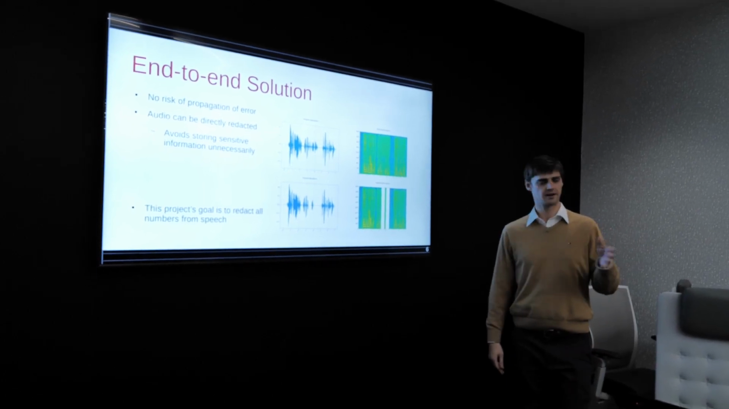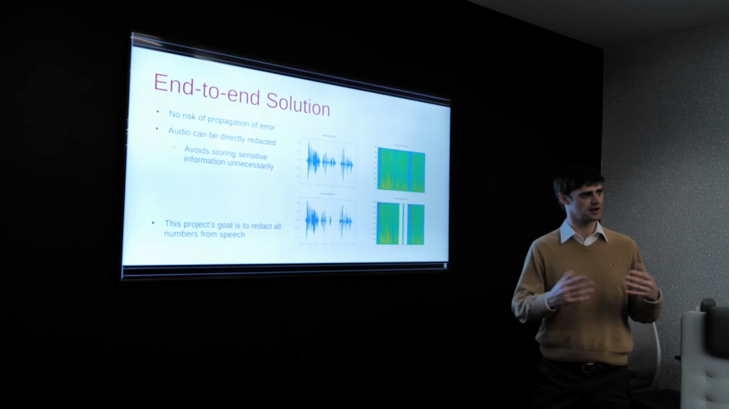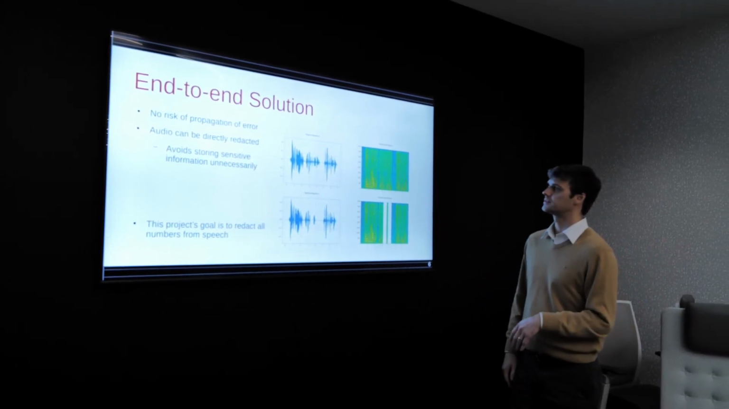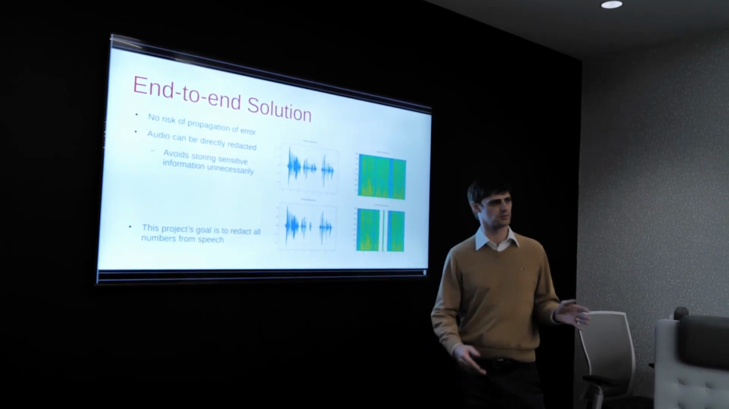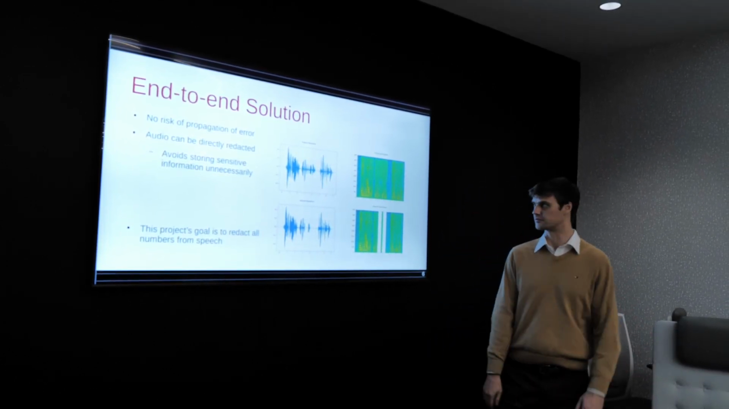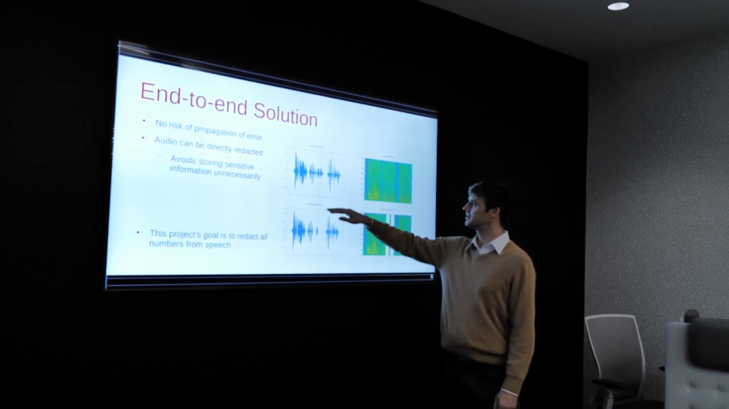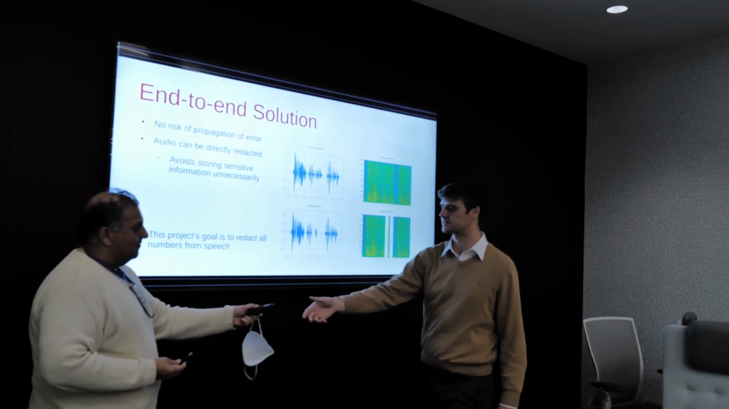So what I'm going to talk about today is an end-to-end solution, where we don't have the risk of propagation of error because it's just one model. So audio can be directly redacted, and then we don't have to worry about storing sensitive information. So here's an example of the original audio, and then you can see the censored out segment.